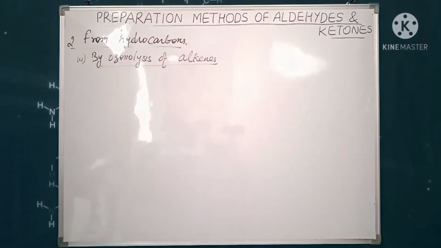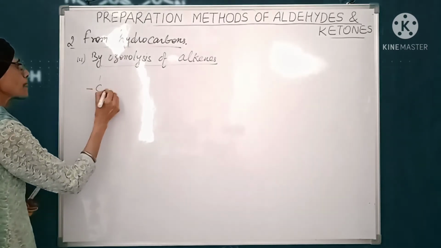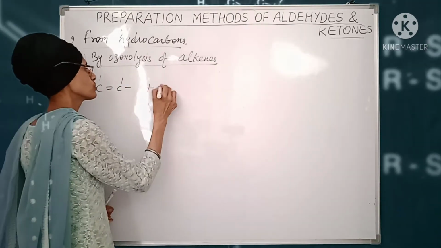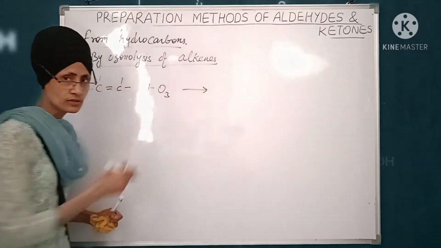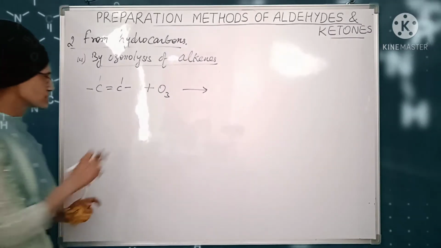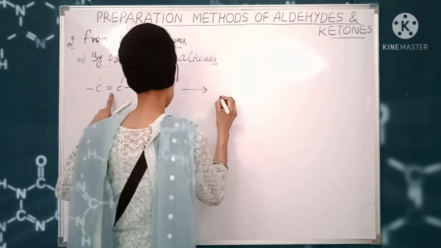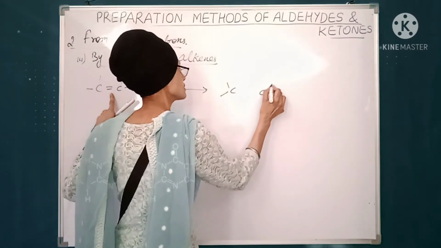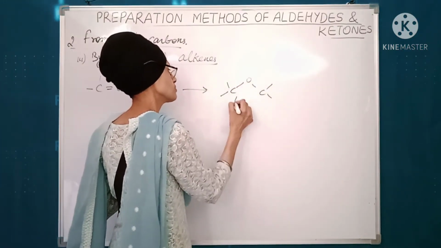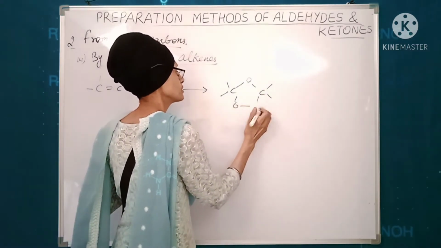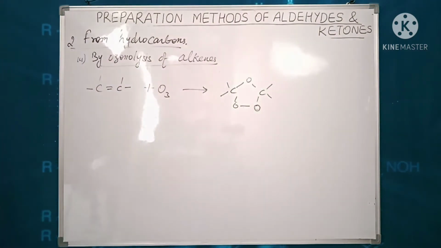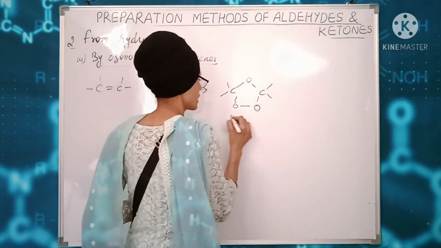So I am taking an alkene here, and treating it with ozone. An intermediate called ozonide is formed, which is a 5-membered ring. Ozone adds at the place where earlier there was a double bond. So it is a 5-membered ring having 3 oxygen atoms and 2 carbon atoms. This type of cyclic compound is called an ozonide.